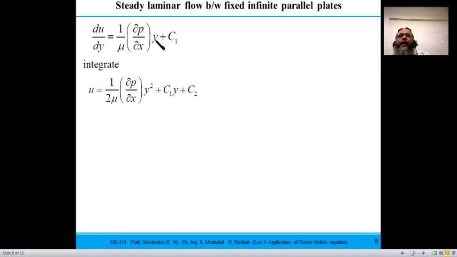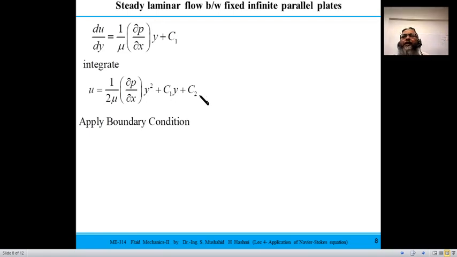The integral of y would be y square upon 2, because all the other terms are assumed constant. The pressure gradient is taken constant, mu is constant, so u is only a function of y. That's why the 2 comes here. Plus c1 times y plus some constant of integration c2. As you know, we have got an expression for the velocity profile which is some function of y. If you substitute y, you will get the velocity component u.